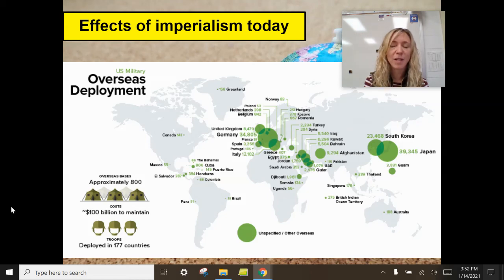That's what the rest of the APUSH teachers are going to explain to you now, starting with Mr. Irvin, who's going to explain how we actually go to war with Spain for imperialism, to gain additional territory. So hopefully this at least gives you a better understanding of the background and overview of imperialism and what it is.